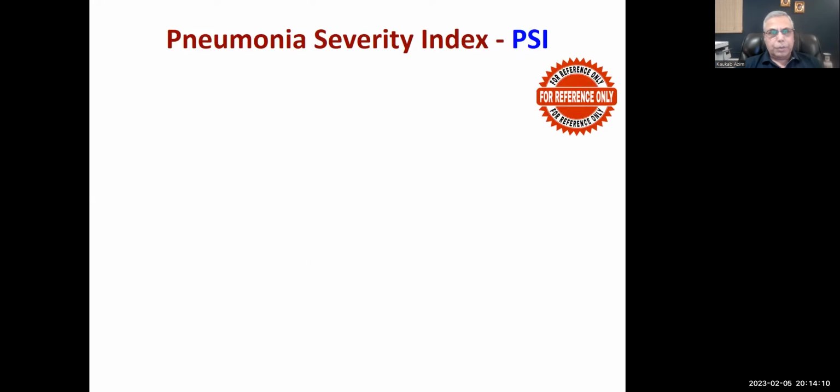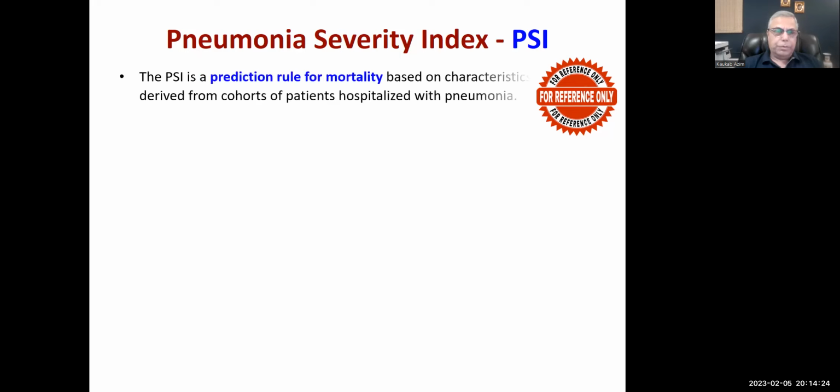Right, then we have this pneumonia severity index, which is a lot more complicated. That is why I've written it for reference only. It's difficult to memorize all the parameters that we take into account, but it is more accurate, okay? So the pneumonia severity index, also known as PSI, is a prediction rule for mortality based on characteristics derived from cohorts of patients hospitalized with pneumonia. So whenever a patient came, they would take into account all the factors that I'll show you in the table below, and then they develop this score.